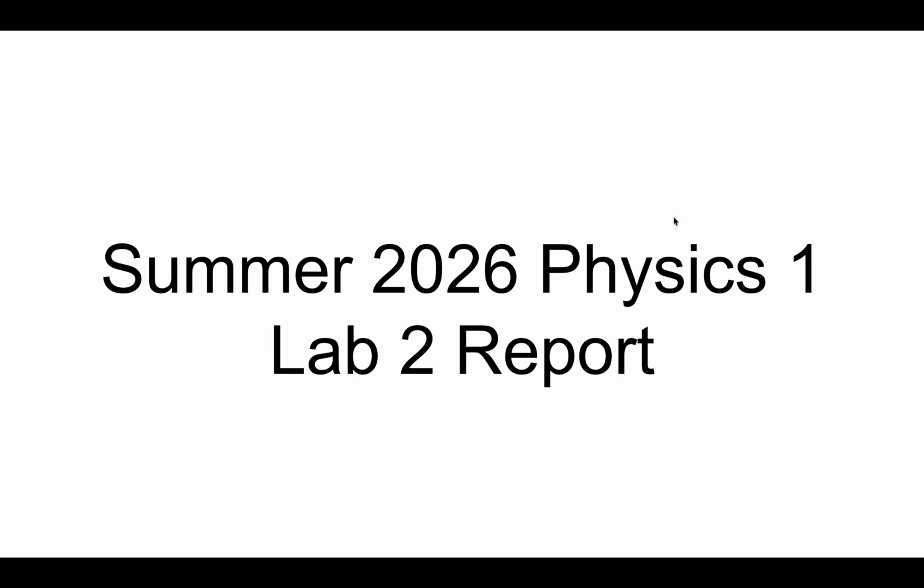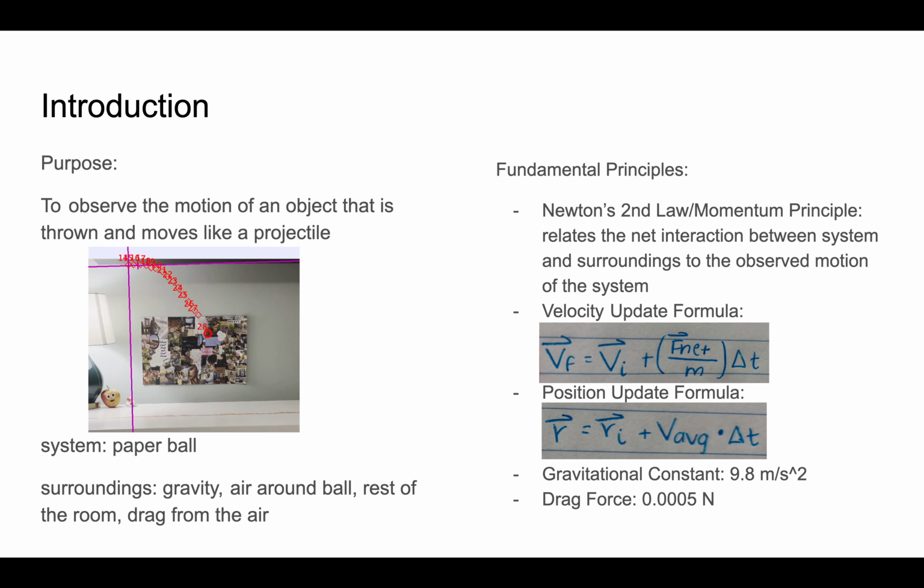This is my Physics 1 lab report for Lab 2. So the purpose of this lab is to observe the motion of an object that is thrown and moves like a projectile. In this case, we threw a paper ball, which is a system, from one part of my table to another. The surroundings in this case are the gravity, air around the ball, the rest of the room, and the drag from the air.